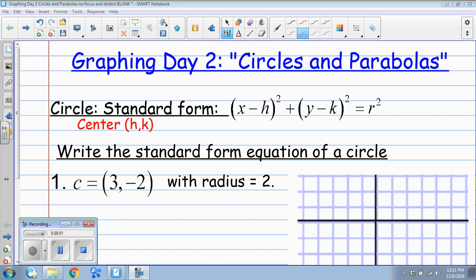Graph a circle given the center and the radius. You even know how, if you're given a circle in general form, to complete the square twice to find the center and the radius and then graph it. What we're going to add to circles that we haven't done yet is naming the domain and range.